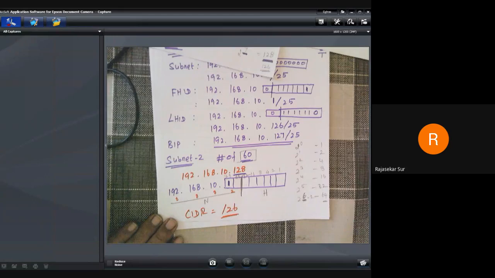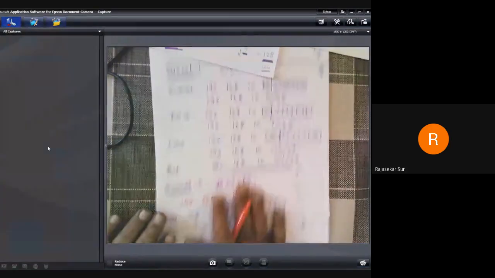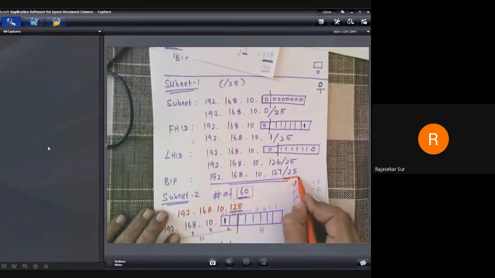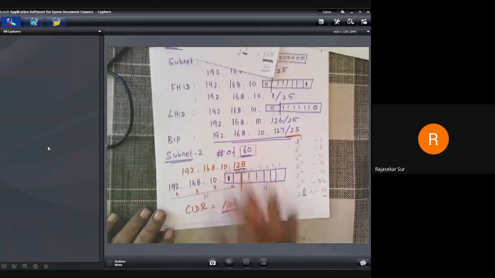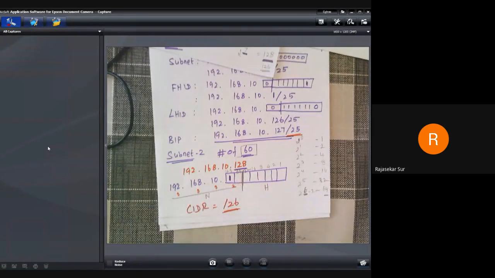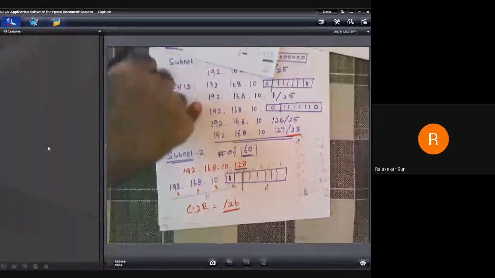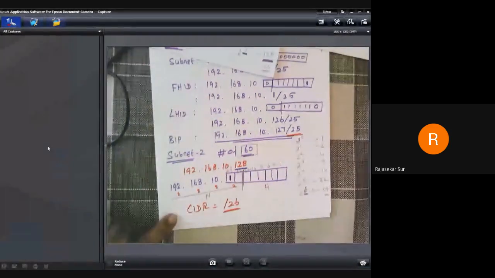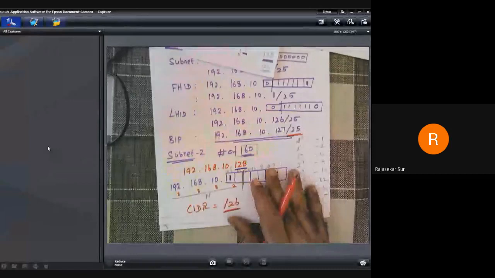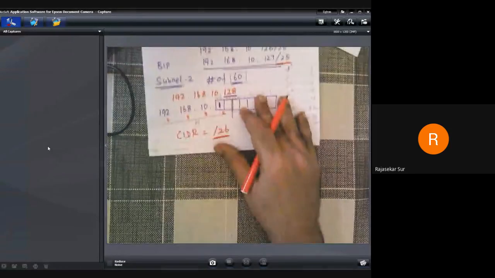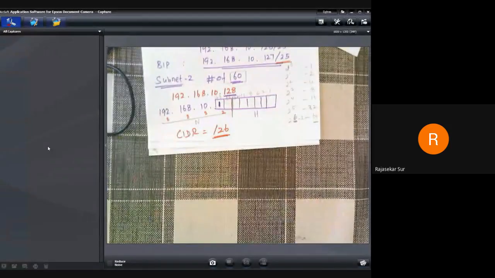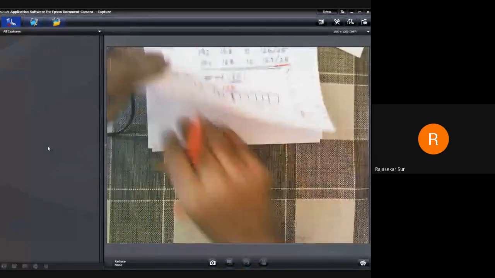If you see the previous subnet, 25 is the CIDR value, but now 26 is the CIDR value. So this is called variable length. For the first subnet, a different subnet mask. For the second subnet, a different subnet mask. So we fixed /26 as our CIDR value. Now go for the first host IP address, the last host IP address, and the broadcast IP address. Everything we have to find.